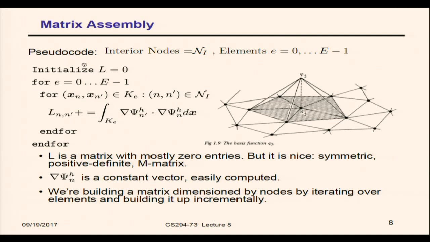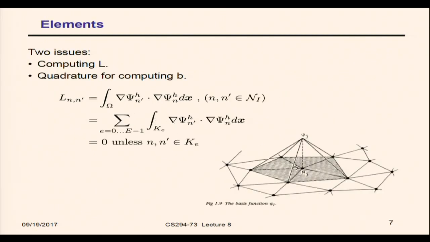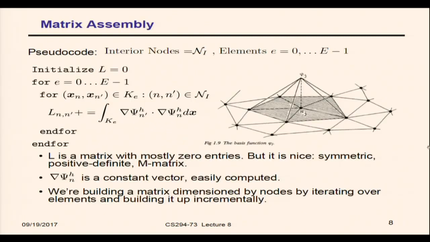So here's the pseudocode. You initialize L, your matrix, to be 0. You sum over elements. Then for xn prime in KE and nn prime in Ni, L of nn prime is the integral of KE grad Hn prime dot grad Hn. So you're just building up L nn prime incrementally. And what you've done, by transforming it to a sum over elements, is make this easy to do. If you're sitting at element E, you know what nodes you are adjacent to and what functions are associated with those nodes.